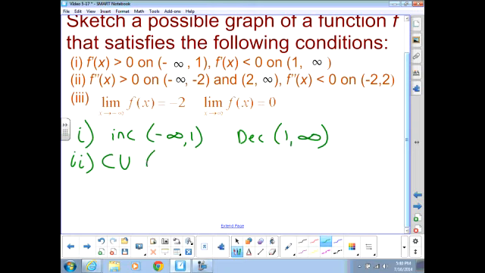So this means we're going to be concave up from negative infinity to negative 2, and also 2 to infinity. And that means we'll be concave down, because the second derivative is negative, from negative 2 to 2.